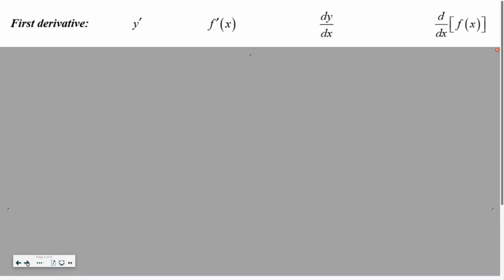Alright, so let's talk about some notation. First derivative, these are the 4 different notations we see. Y prime, or we see f prime of x, or we see dy dx, or d dx of our function. This is where things get exciting.